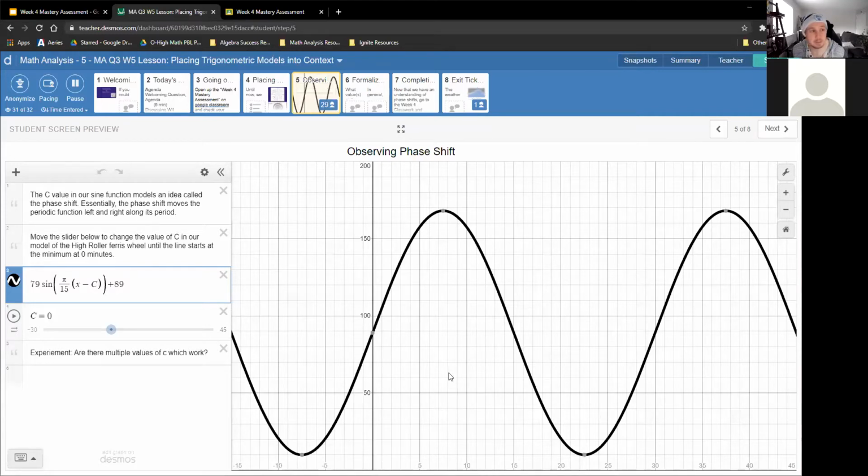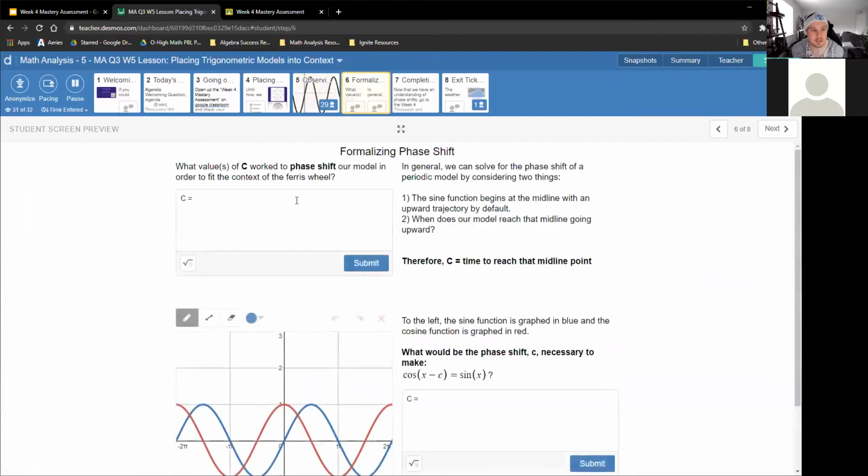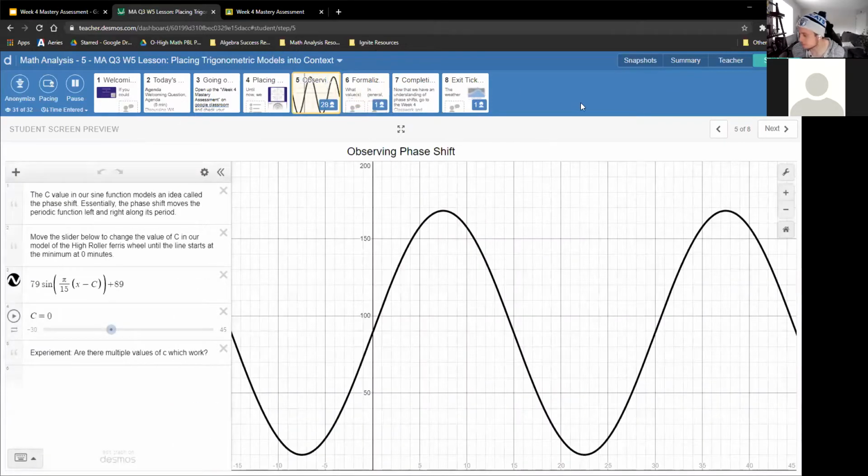So take some time, mess around with this, and experiment. Are there multiple values of C which work? Take a couple of minutes, play around with the C value there, y'all. Then go to the next slide when you feel like you've got an idea of what C values work, and you can answer those questions and read along. I'm going to give people 4 minutes, and then we'll check back in. So at 11:25, we'll come back.